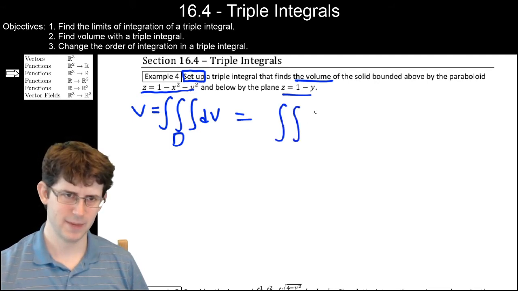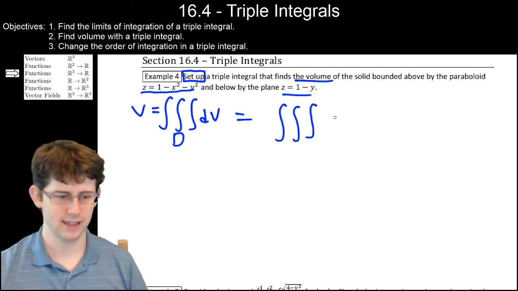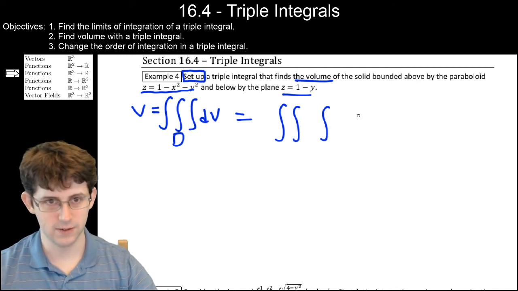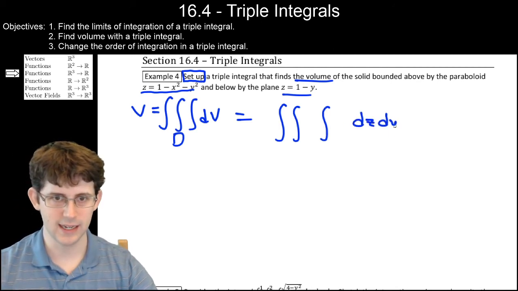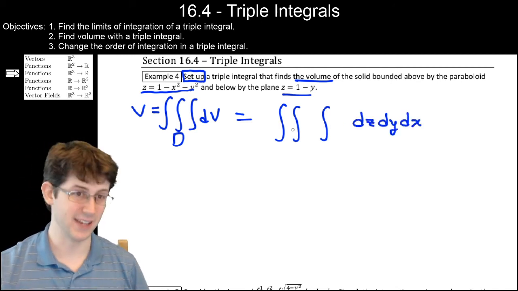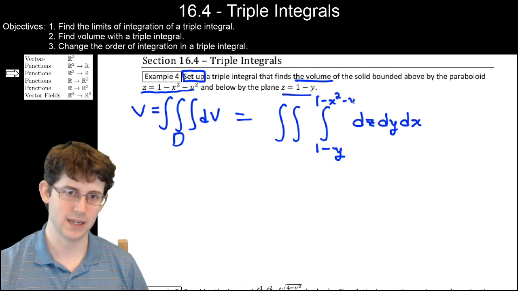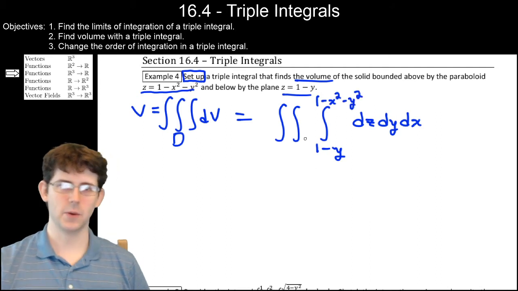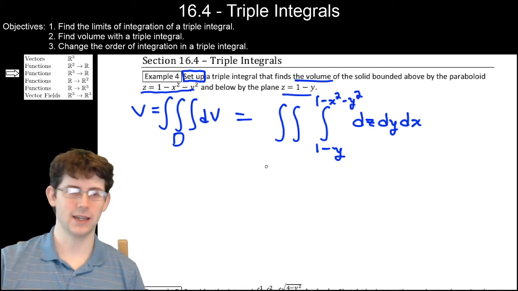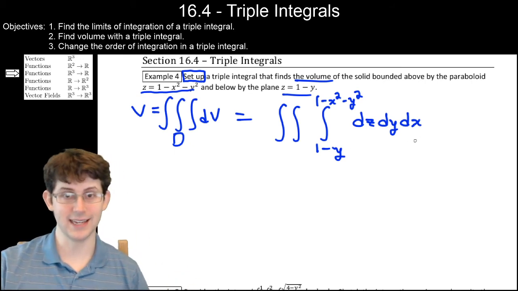So I think my base plan of just always defaulting to dz, dy, dx is working out again. The bottom plane is z equals 1 minus y, and the top plane is 1 minus x squared minus y squared. Now the question is, what are the other bounds? Like, what's the lowest x, and what's the highest x?